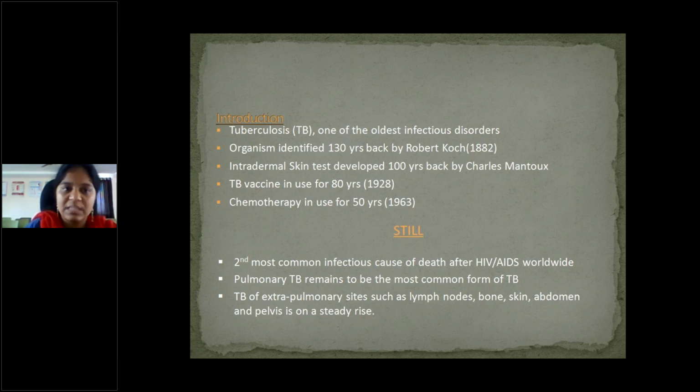The TB vaccine has been in use for almost 80 years, and the chemotherapy drugs were developed later, 50 years back. But even though this is such an old disease, there are still many gaps in the treatment and identification of the disease. Even with all the treatments, vaccines and investigations available, tuberculosis is the second most common infectious cause of death after HIV and AIDS worldwide. Pulmonary TB remains the most common form of TB, and TB of extrapulmonary sites such as lymph nodes, bones, skin, abdomen, and pelvis is also on a steady rise.